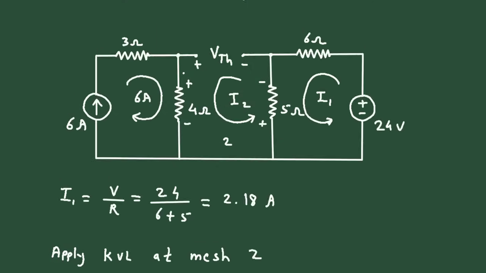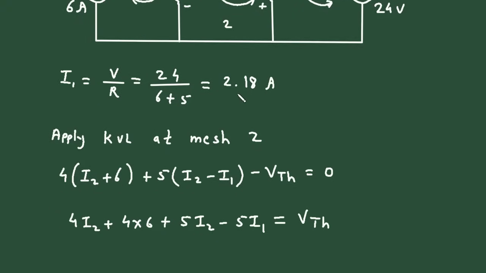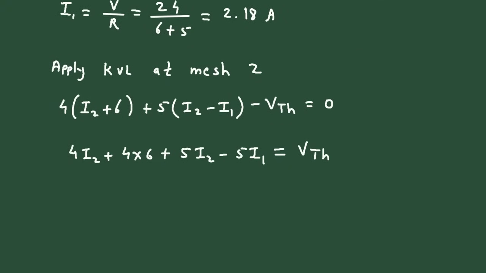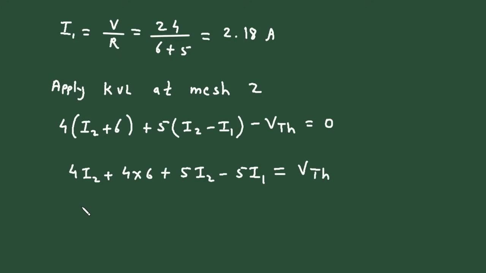Now we also have the value for I1. I1 is equal to 2.18. So let's substitute I1 is equal to 2.18. So it will be 4I2 plus 4 into 6 plus 5I2. We can further simplify this: 4 plus 5 will be 9I2, and this will be 24, minus 5 into the I1 value, 2.18, is equal to VTH.